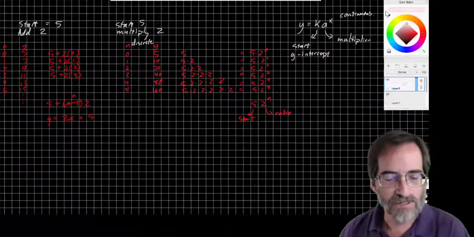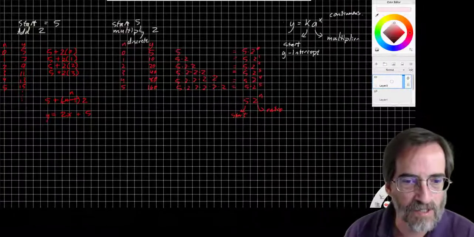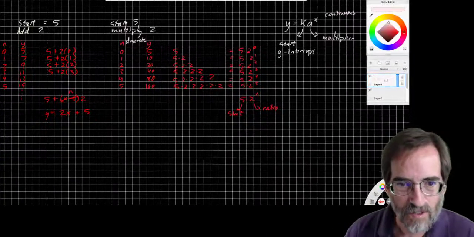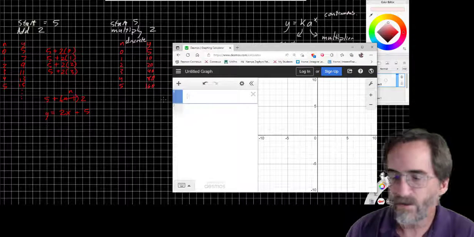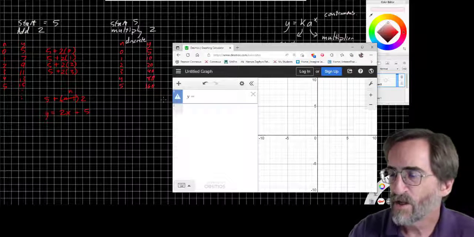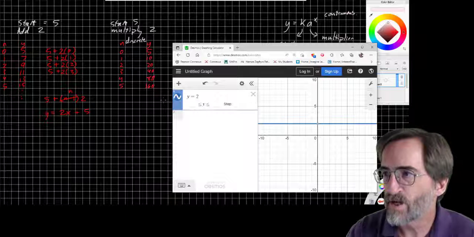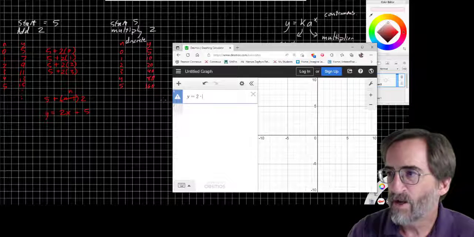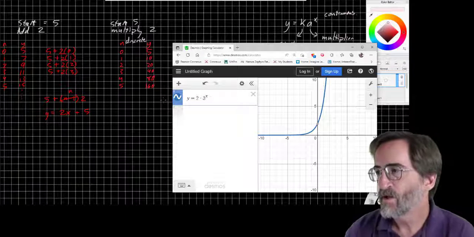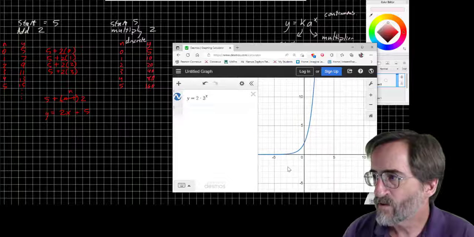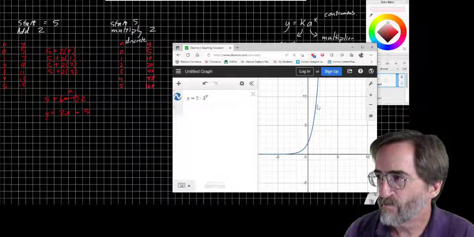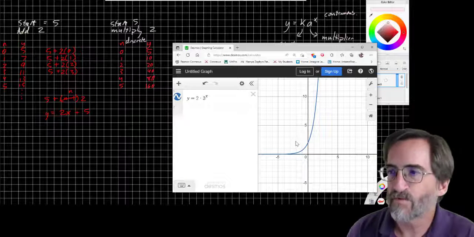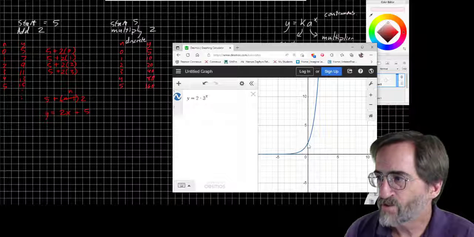Okay, and let's analyze it a little bit in Desmos here. Okay, so here we go. So we're going to do y equals, and I'm just going to put in a number here, 2 times 3 to the power of x. Okay, and you'll notice our graph takes off like a ski jump. It's flat on the left here, and as it goes to the right, it gets steeper and steeper and steeper, right? And the pattern is repeated multiplication.